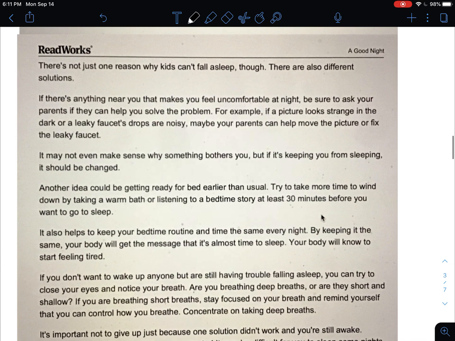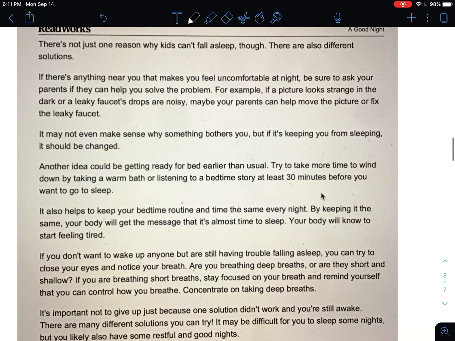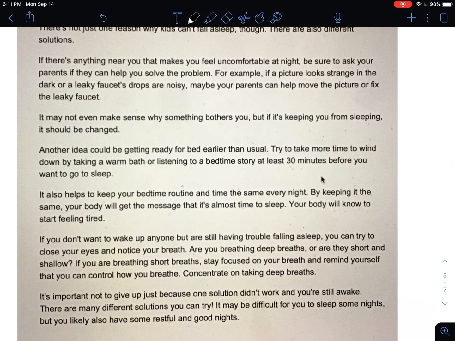There's just not one reason why kids can't fall asleep, though. There are also different solutions. If there's anything near you that makes you feel uncomfortable at night, be sure to ask your parents if they can help you solve the problem. For example, if a picture looks strange in the dark or a leaky faucet's drops are noisy, maybe your parents can help move the picture or fix the leaky faucet. It may not even make sense why something bothers you, but if it's keeping you from sleeping, it should be changed.